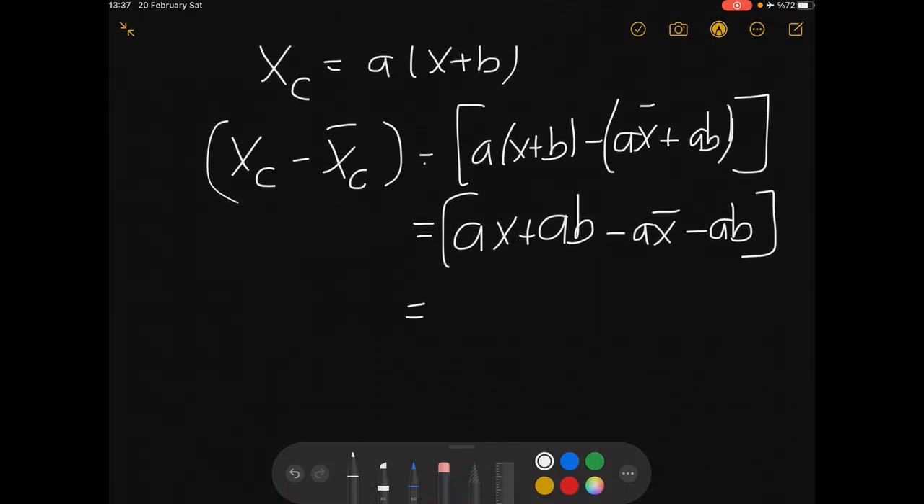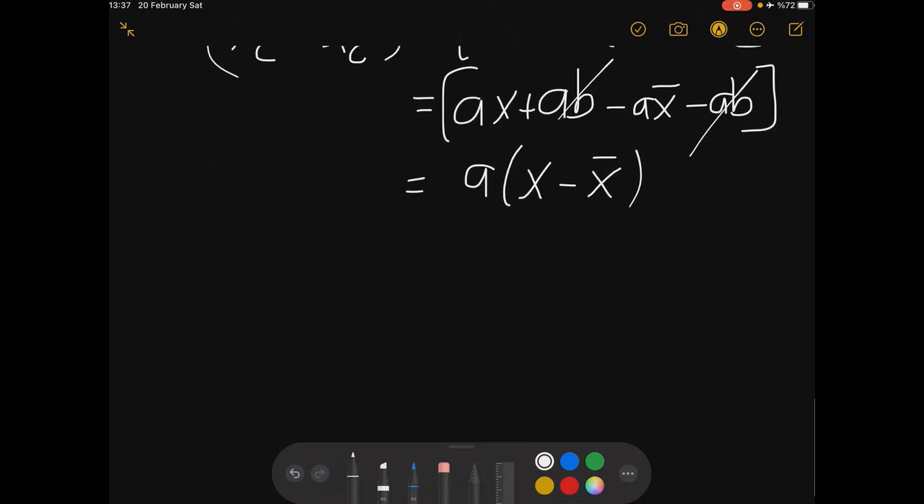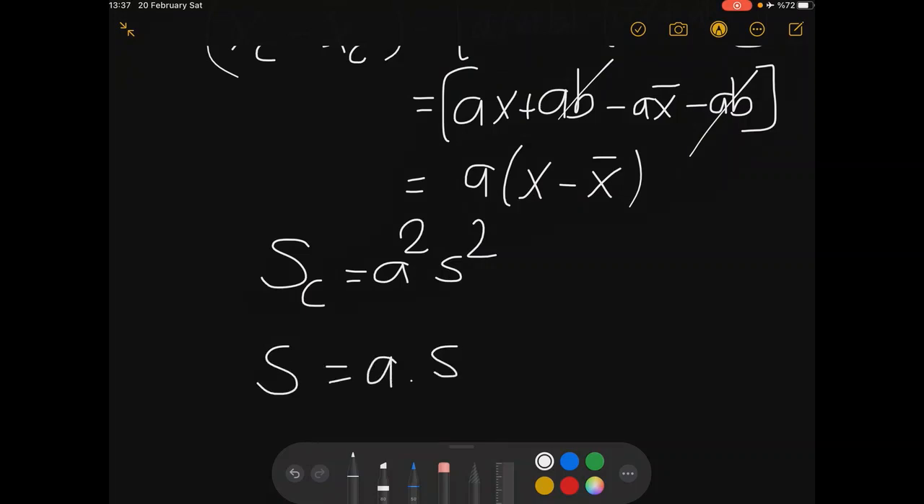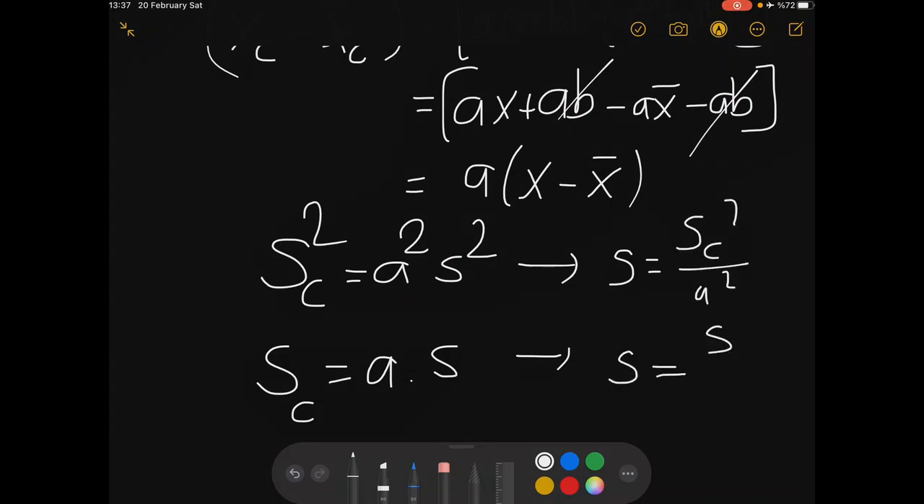Okay, what you will have here, these have gone away, and you will have x minus x. Okay, this is it. And I won't do the same calculations again, but the idea is your sc square equals a square s square, and your sc is a s. And if you want to come back from them, if you want to extract it, your s is c square divided by a square, and your s is your sc divided by a. This is how you come back from them.